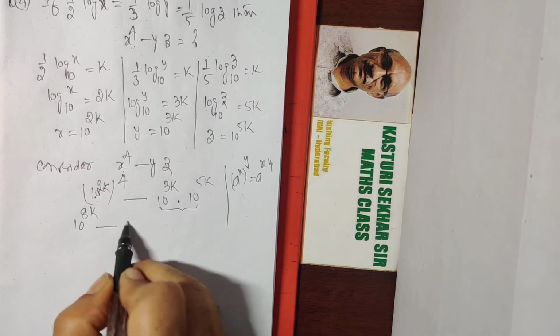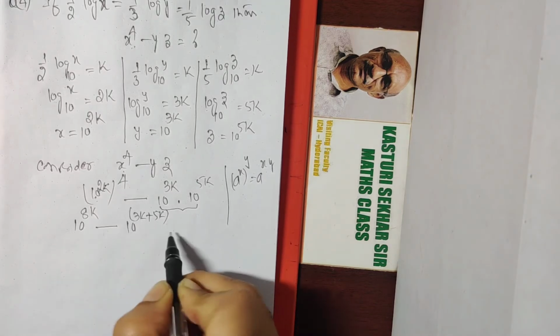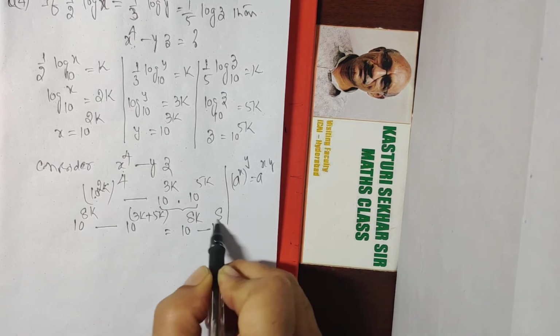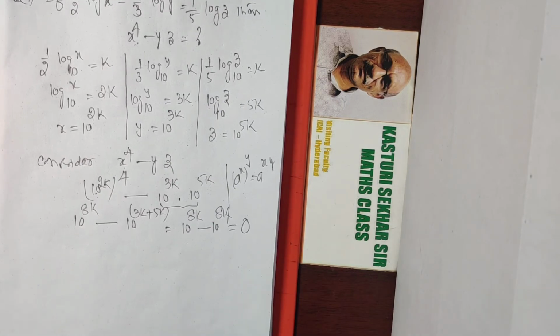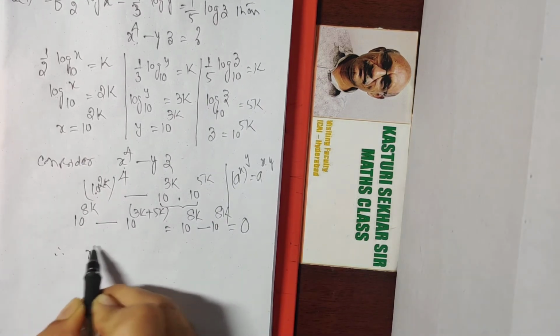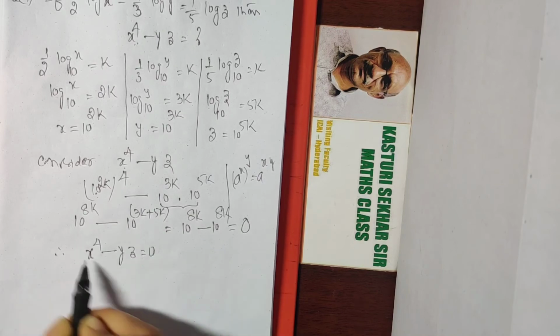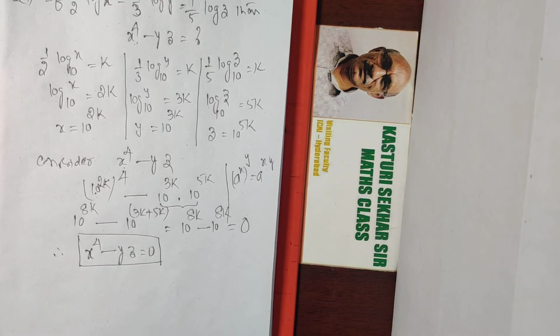bases are equal and there is a multiplication sign, we can add the powers. 3k plus 5k. 10 to the power of 8k minus 10 to the power of 8k. Positive term, negative term cancel, leaving with 0. Therefore, x to the power of 4 minus yz is equal to 0. This is the answer to this question.